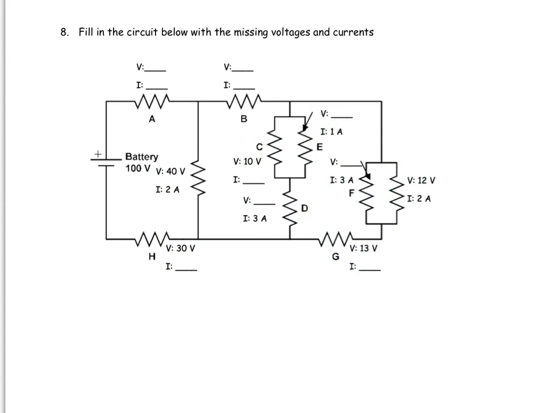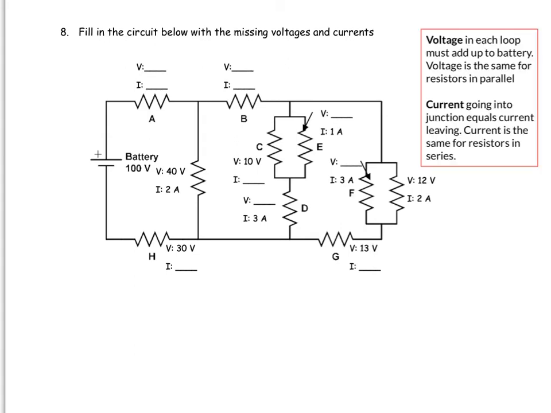Alright, so for this circuit here, we're basically doing what we've been doing for the past two problems, filling in missing voltages and currents using our voltage rules and our current rules, which, as a quick reminder, are that for voltage, every loop must add up to the voltage of the battery, and for current, the current going into a junction must equal the current leaving the junction. So I'm going to start out with voltage here first.